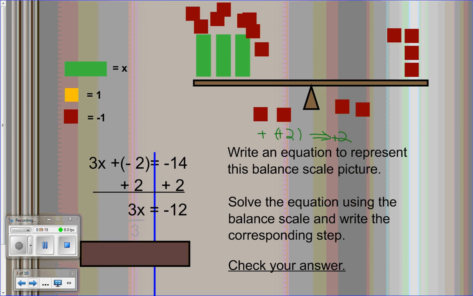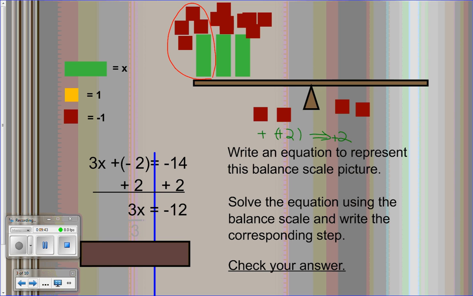And I have divided them equally. And I have, for 1x, right here, 1x is equal to 4. So that's how we do it on the picture.